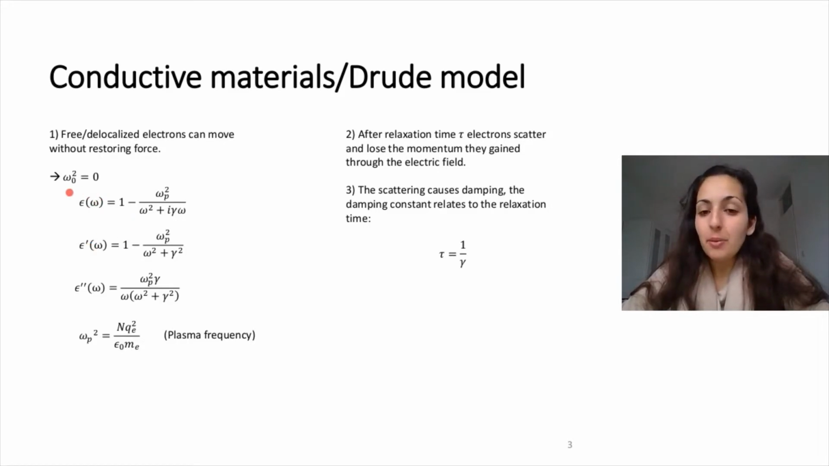And so we then arrived at an equation for our epsilon, and that is a complex function. And so it's possible then to split this up into a real epsilon and an imaginary part. And together then these form the full optical response of the metal.